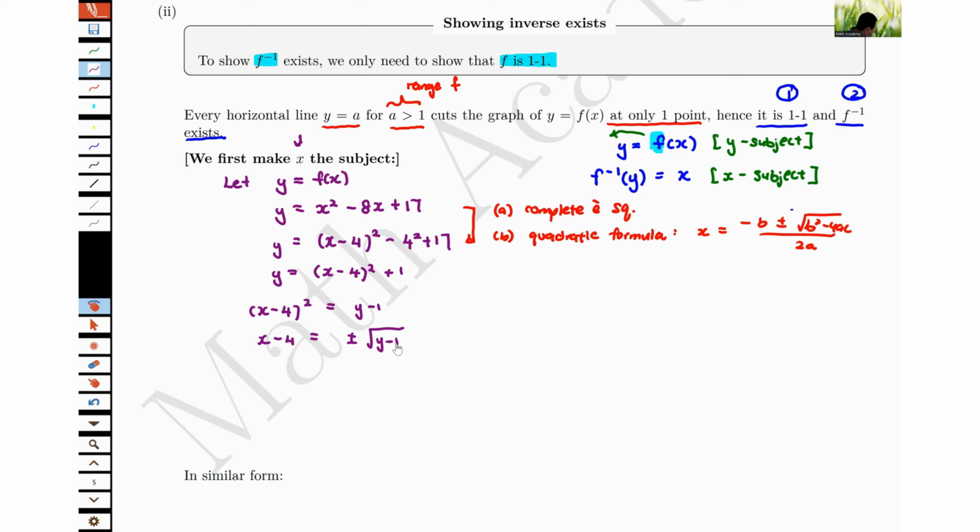There will be a square root when we want to make x the subject, and we can eventually shift the 4 over. So there will be a plus root or a minus root. How do we decide the sign of the square root? Okay, so I put a star here. To decide whether you want to select the plus or the minus root, you check against the domain.